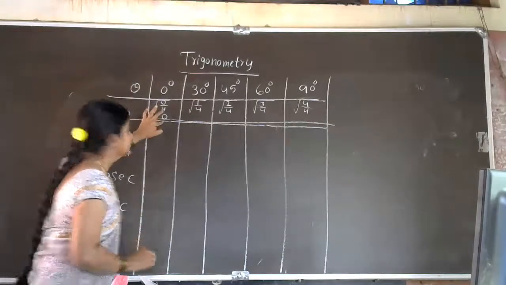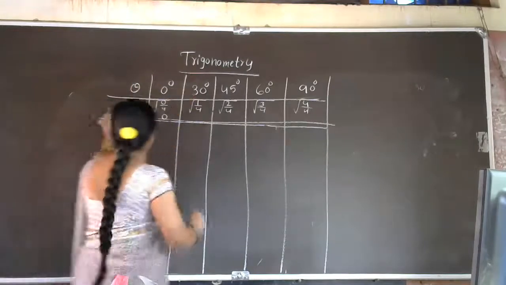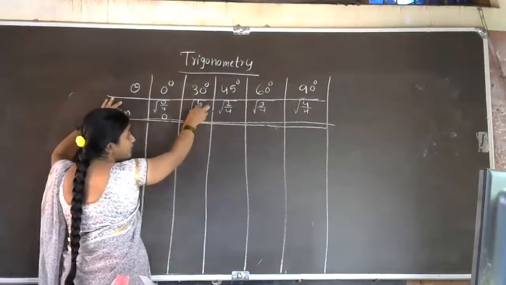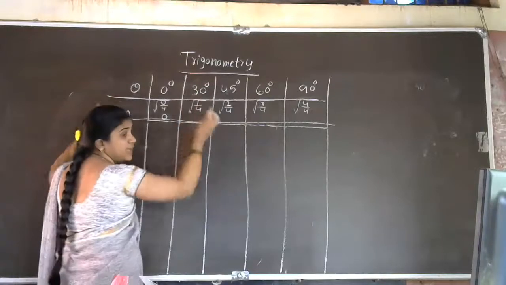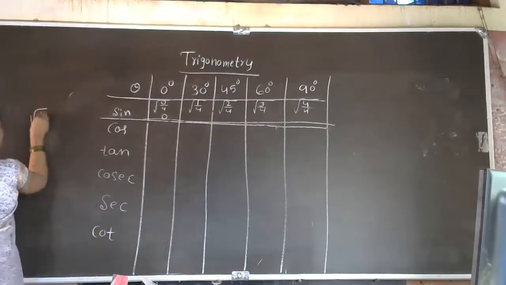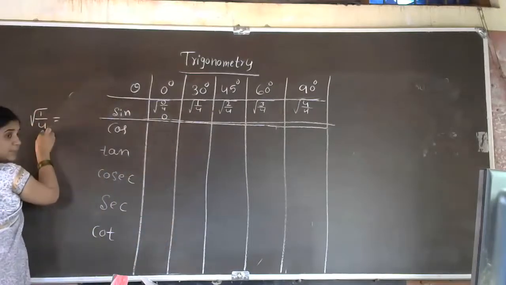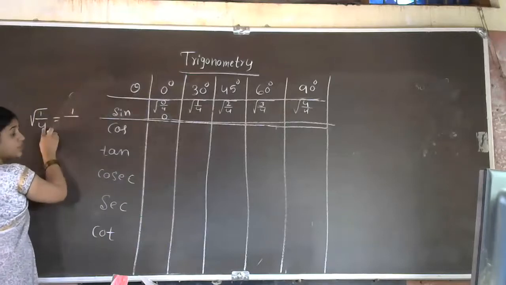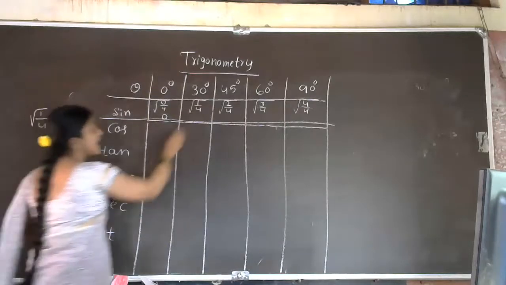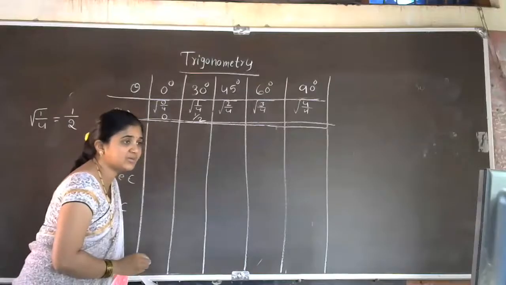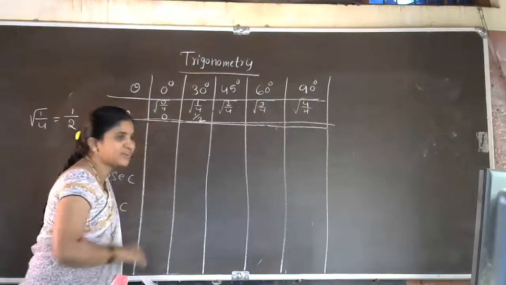Is that clear, students? Next, sine 30. Sine 30 value is square root of 1 divided by 4. Both are perfect square numbers. Square root of 1 is 1 only, and square root of 4 is 2. What is the answer here? 1 by 2. Is it clear? Yes, you can verify your answer also.